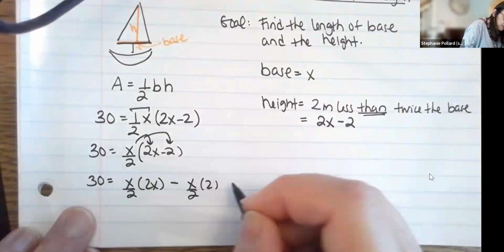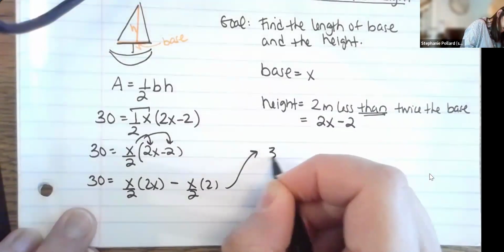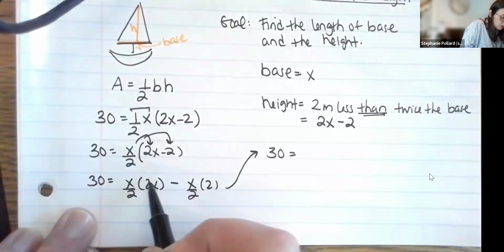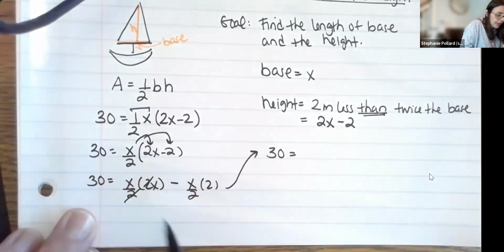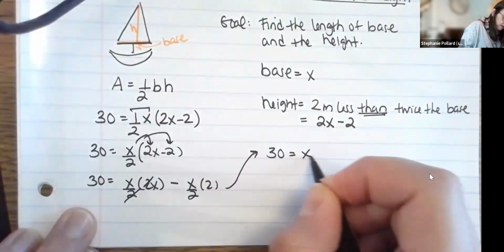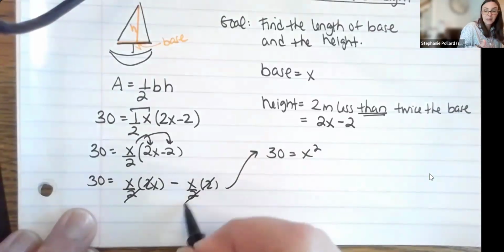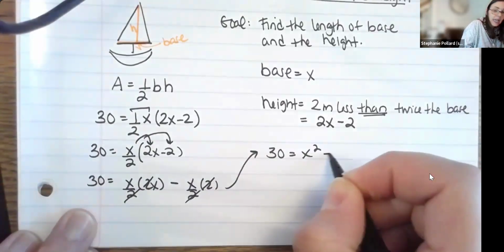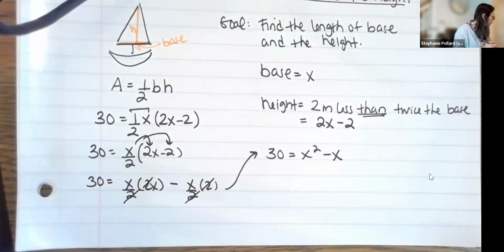I'm going to just move over here so I have more space. What you're going to notice is that the 2 here will cancel, and I'm left with x times x, which is x squared. And again, the 2 here also happens to cancel, so I have a minus x in this case. So at this point, I'm looking at my equation, 30 equals x squared minus x.